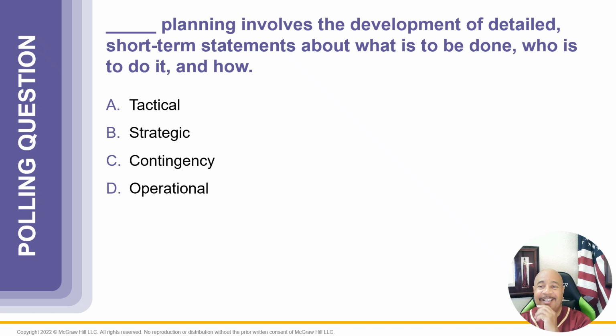Blank planning involves development of detailed short-term statements about what is to be done, who is to do it, and how. Is that considered our tactical, strategic, contingency, or operational planning? Think it through. It involves the development of detailed short-term statements. I would think all of you should be saying the word tactical.